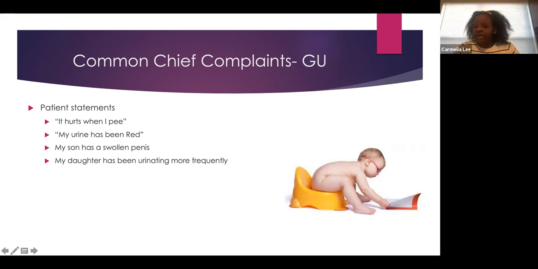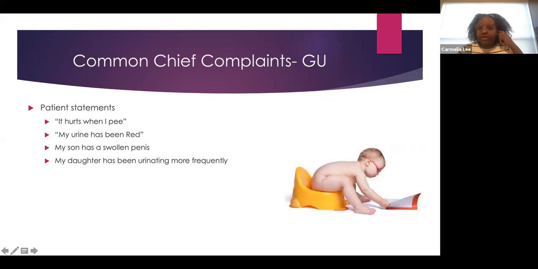Some other ones you may hear that are still attached to this system is, my back hurts, or my sides hurt. And they may not have necessarily a change in urinary pattern, but they have a back issue, or my back hurts, or my tummy hurts, or I've been throwing up. So these are all things to also keep in mind when these children come in the office.